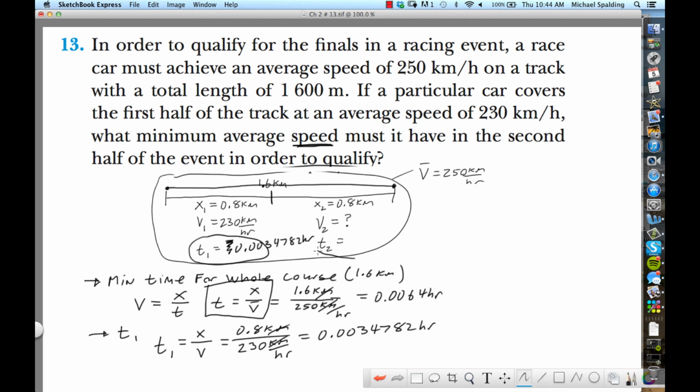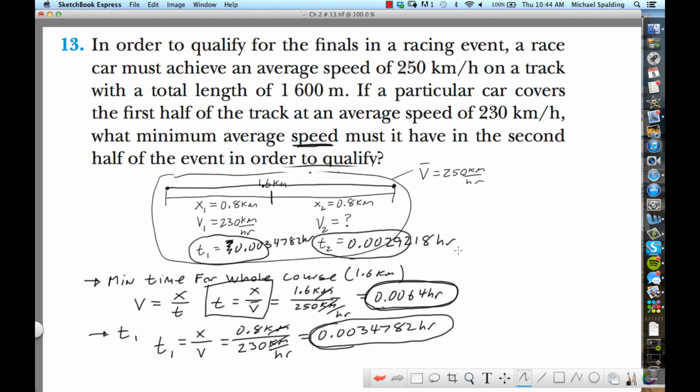So now, guys, we're almost done. Now we can figure out what T2 must be. How do we figure out what T2 is? The time for the second half. We're going to take the time for the whole course, and subtract away the time it took for the first half lap. Does that make sense? We're going to subtract those two times. Subtracting those two times gives us T2 as 0.0029218.